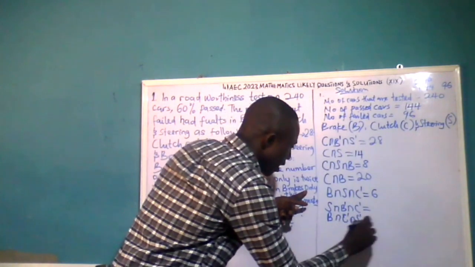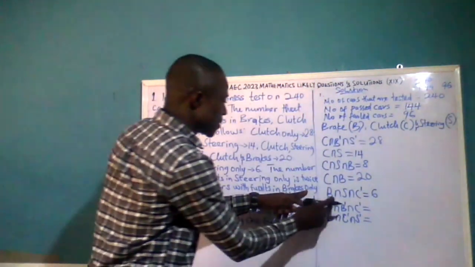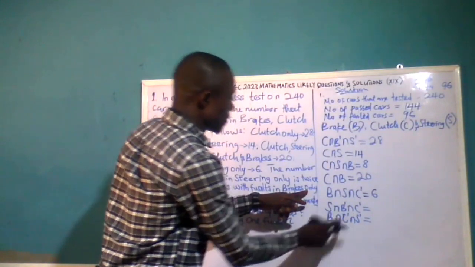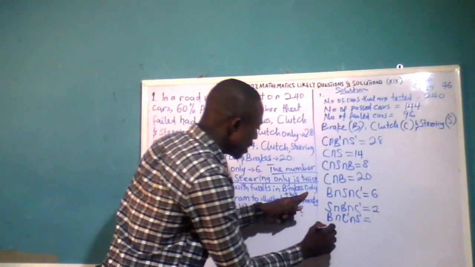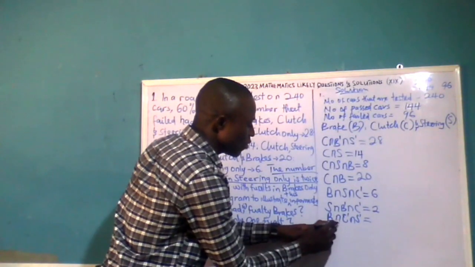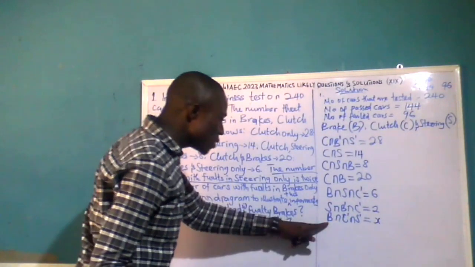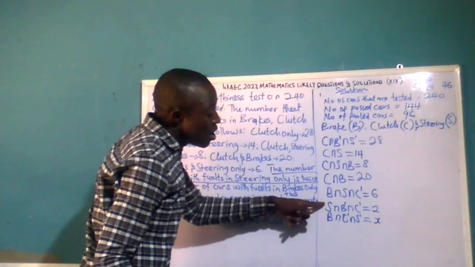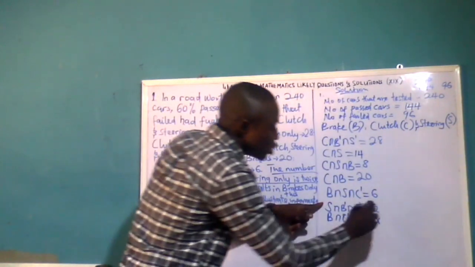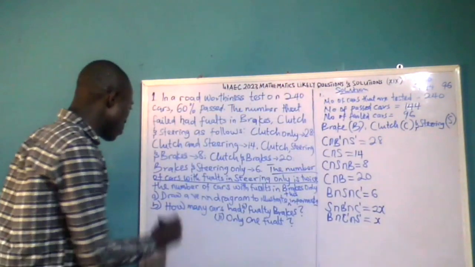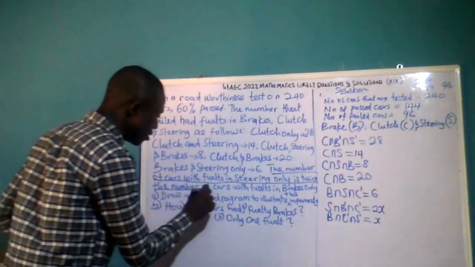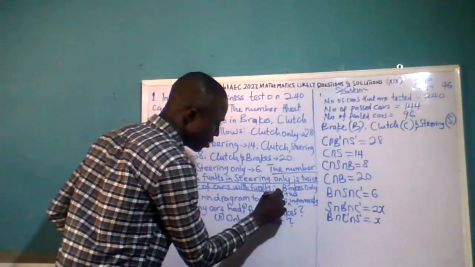Okay, this is equal to twice this. That means if the number of cars that has fault in brakes only is x, which we don't know yet, it does mean that the number of cars that has fault in steering only will be 2x. That's the interpretation of this statement. Okay, take notes, please take notes.